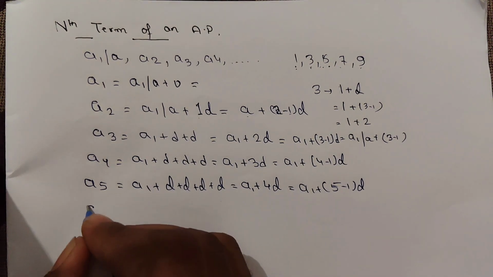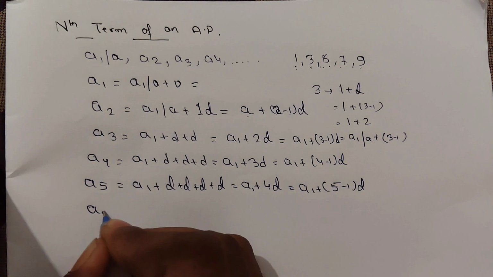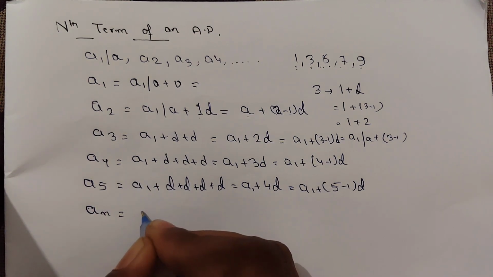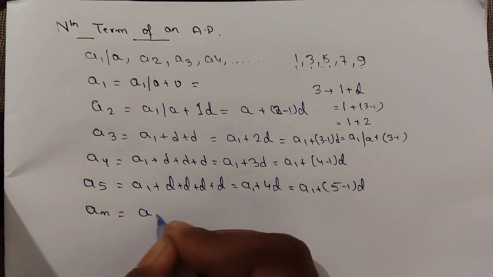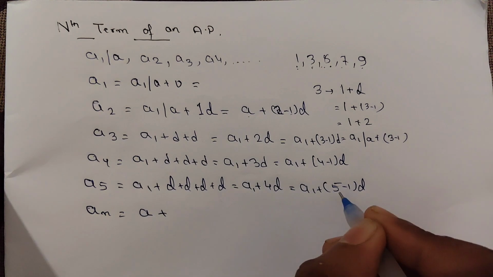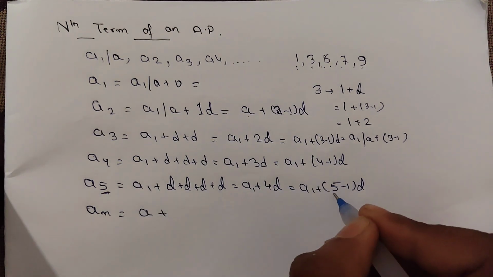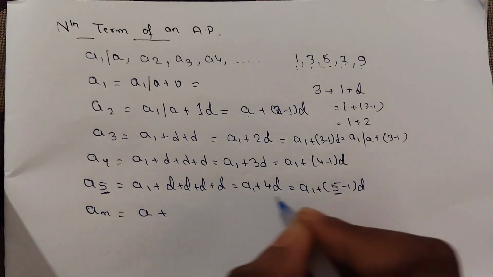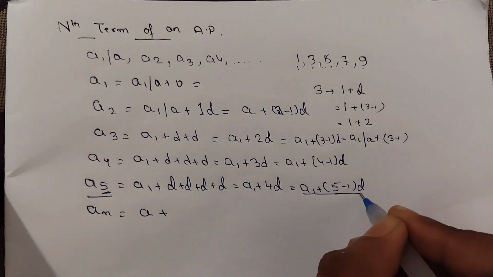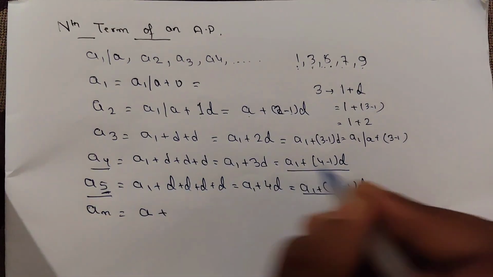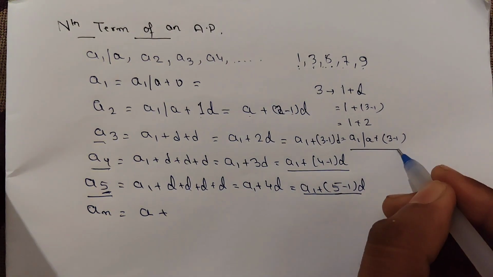So if instead of 5 there is n, what will I do? A will be as it is, A1 or A, you can write. It was 5 minus 1, because this was 5. This is also 5. No need to do this much. We'll do this one equal to this one directly.